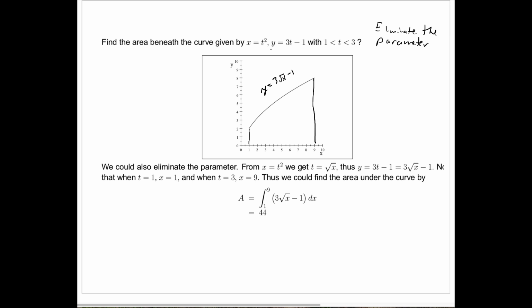To eliminate the parameter, one nice trick is to take one of the variables, say x, which is t squared, and solve for t. t is just the square root of x. If I plug that into the other equation, we get y is 3t, which is then 3 square root of x, minus 1. So when we eliminate the parameter for this curve, we get y equals 3 square root of x minus 1, which means that this entire curve is part of the graph of this equation, or this function 3 root x minus 1, and that's what I've shown here. It's the exact same curve we had before, but now we've just expressed it differently.